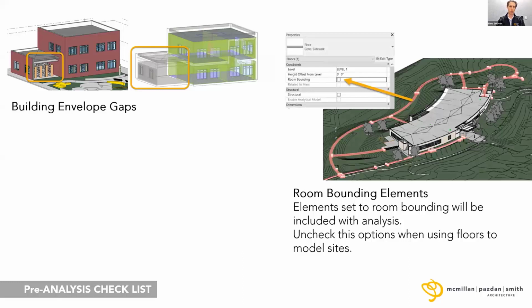Next is room bounding elements. I know at least a lot of our designers use floors as site elements. If you are doing that, just make sure the room bounding checkbox is unchecked, that way it's not being picked up in your energy analysis. This also goes for retaining walls on your project, or if you're using ceilings or roofs for various methods that are not part of the building envelope you want to run the analysis on. Make sure room bounding is unchecked, so it doesn't pick it up while it's going through the process.